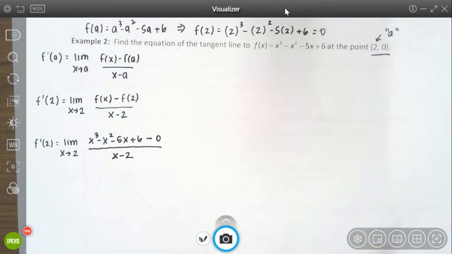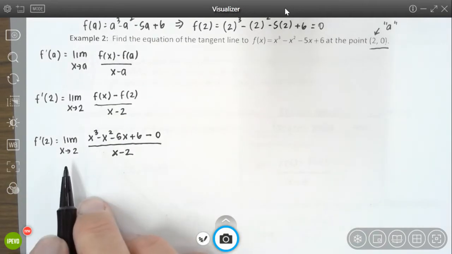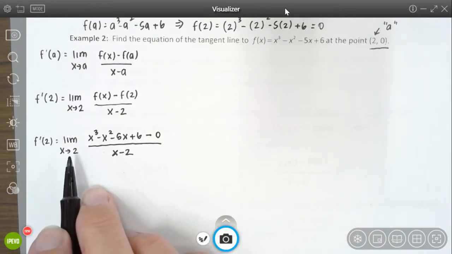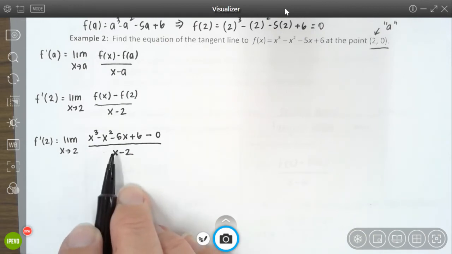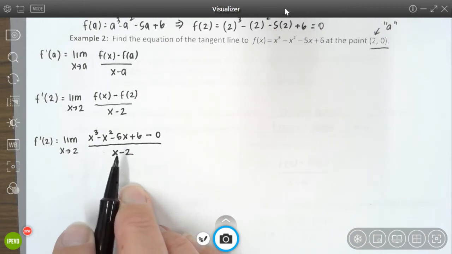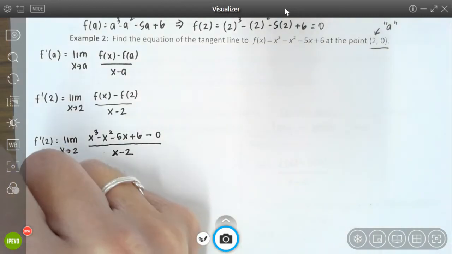So we know that our goal is to get this in simplest form, and try to actually substitute in the 2 using direct substitution. But we can see that here, if we try to substitute in the 2, that'll give us a 0 in the denominator, which is undefined, which we don't want. So we're going to have to do a little bit more work up here with this top part.